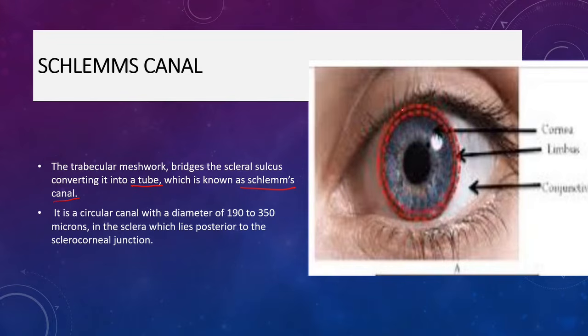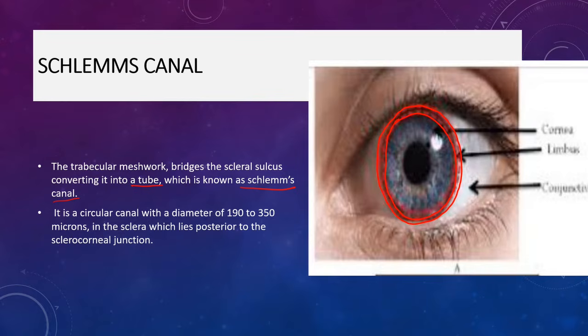Schlemm's canal is present 360 degrees because the scleral sulcus is present 360 degrees, your trabecular meshwork is present 360 degrees; the angle itself is 360 degrees. So I want you to imagine it in that sense, that all the structures of the angle are present 360 degrees. So Schlemm's canal is also a channel, a tube which extends 360 degrees on the inner side of the limbus.